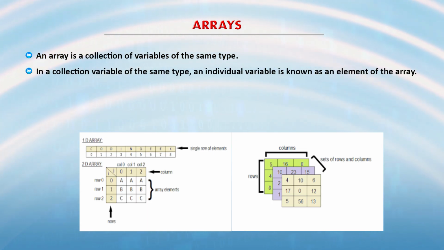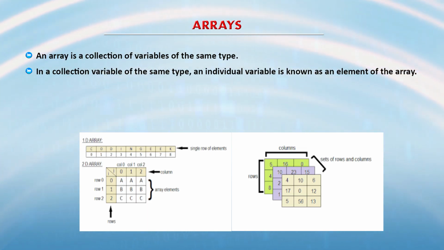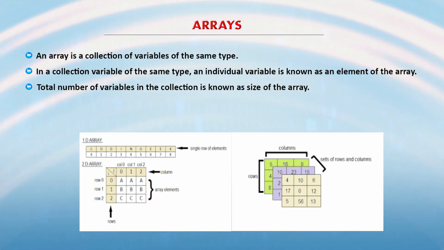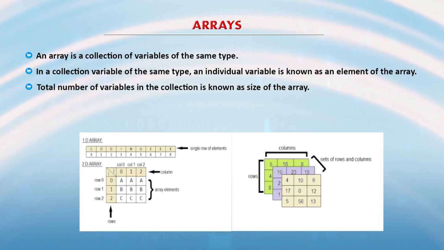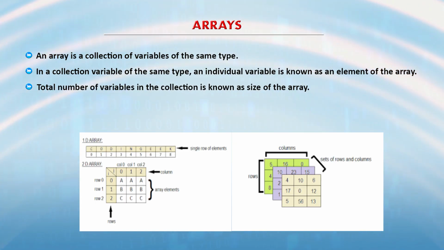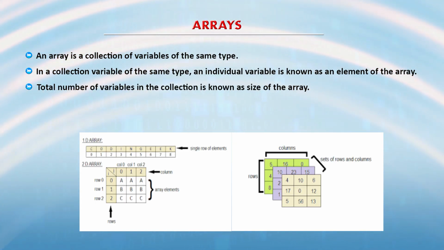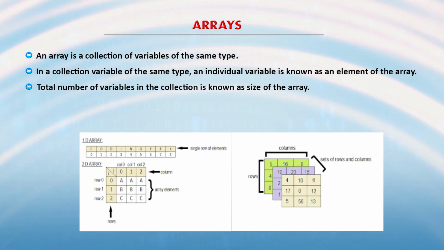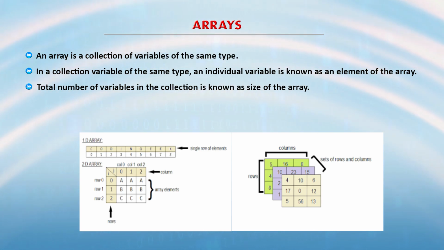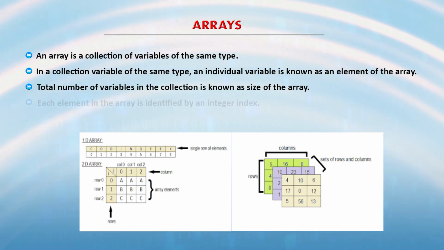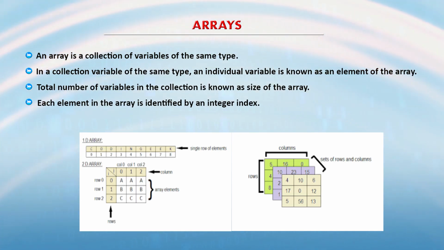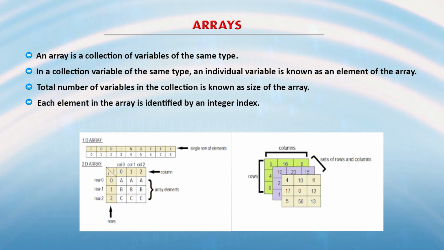So, it is a collection of variables of the same data type, and in that collection, the individual variable is known as an element of an array. The number passed on, say int a within the square brackets 99, is the size of the array. Each element in the array is identified by an integer index, that means a0, a1, a2, a3.